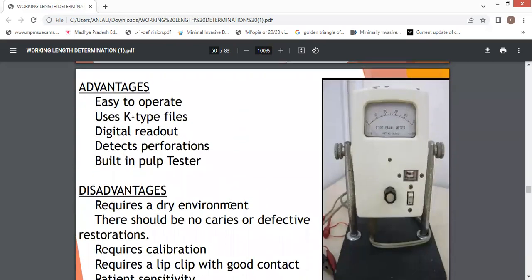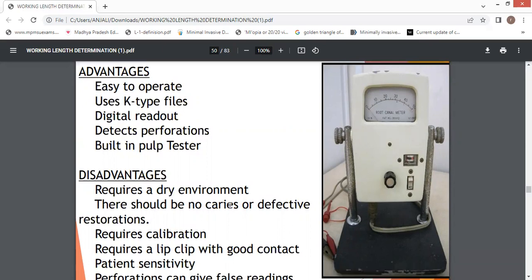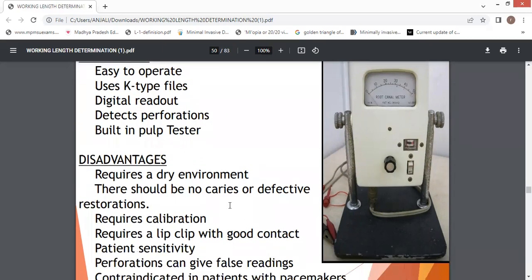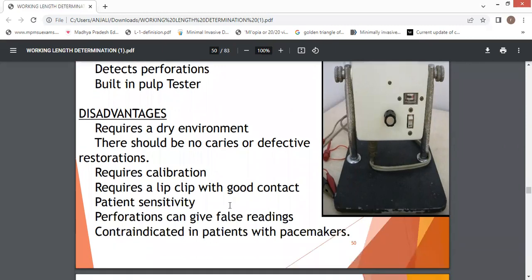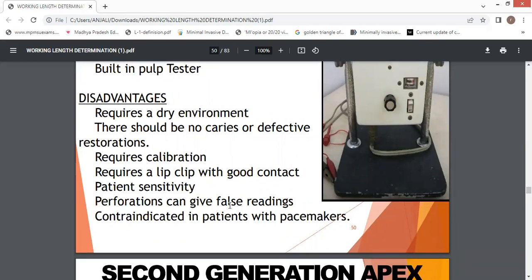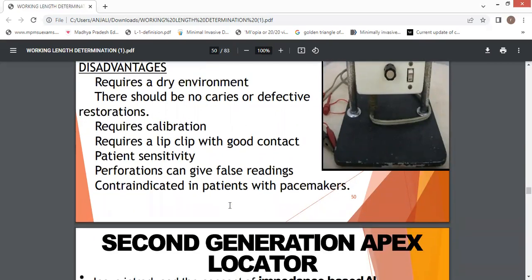Advantages: easy to operate, used with K-type files, digital readout, detects perforations, built-in pulp tester. The disadvantages are that it requires a dry environment. There should be no caries or defective restorations. It requires calibration. It requires a lip clip, which could cause patient sensitivity. Perforations can give false readings. It is contraindicated in patients with pacemakers.